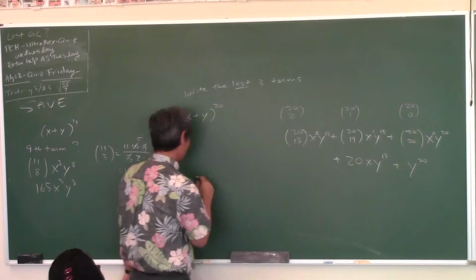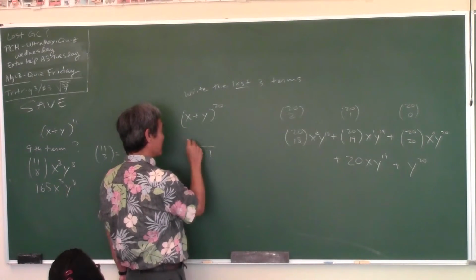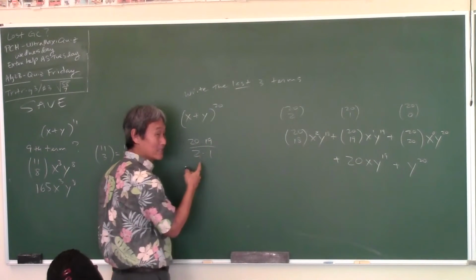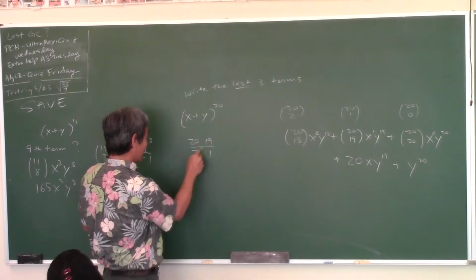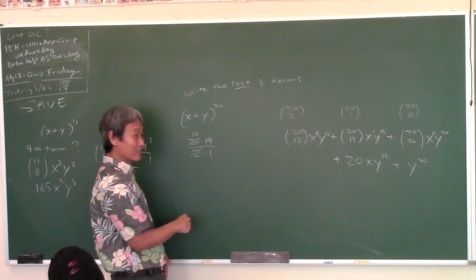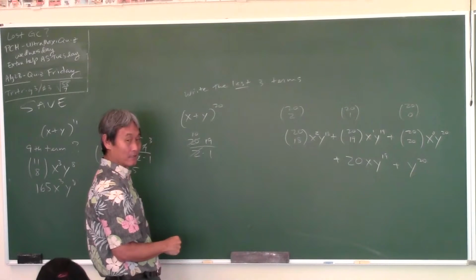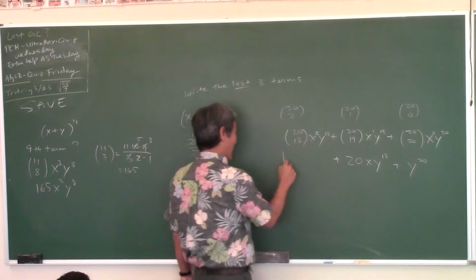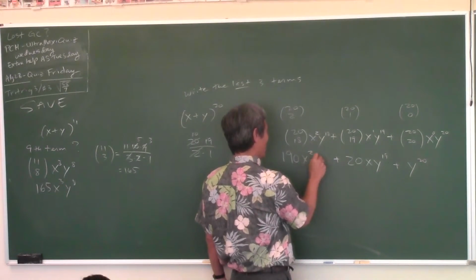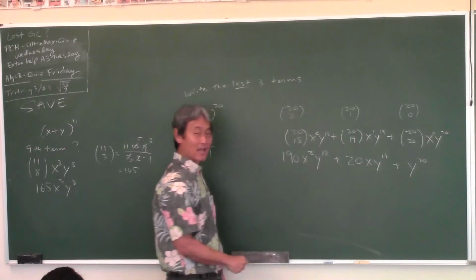How do I compute that? 2 times 1 on the bottom, 20 times 19 on the top. See, this is why I told you 20 is good, because look, 2 goes into 20 10 times, and anybody can multiply by 10, I think. 190 x squared y to the 18. There you go, that's the last 3 terms.